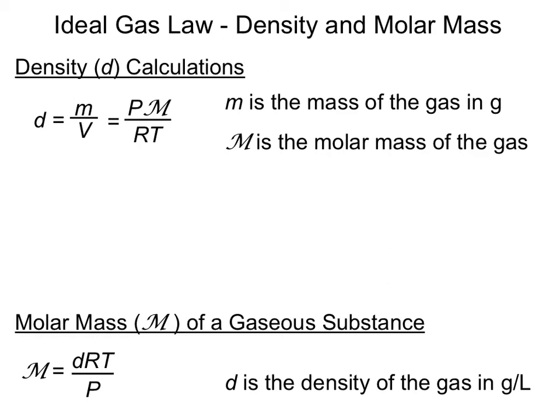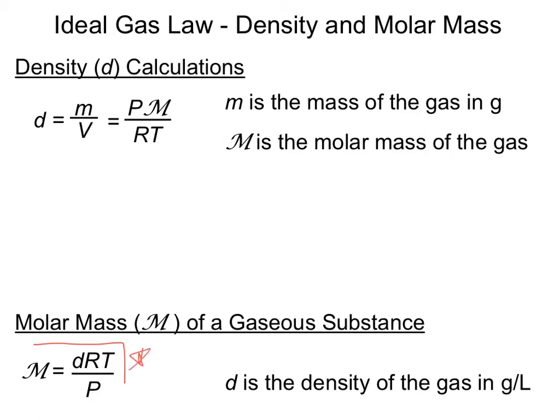The ideal gas law in combination with the density equation can give us an equation that allows us to calculate the molar mass of a gaseous substance. And so basically you can end up with this equation down here. Now we're going to look at the derivation really quick, and it'll give you a good idea of how you get this equation.